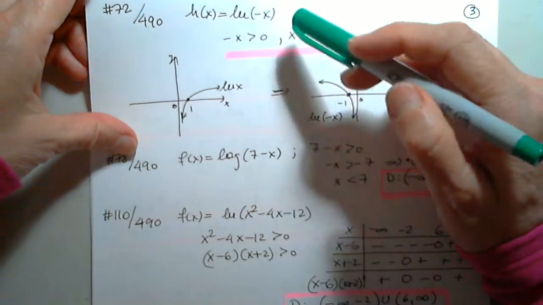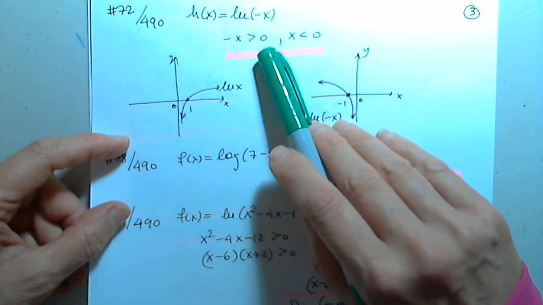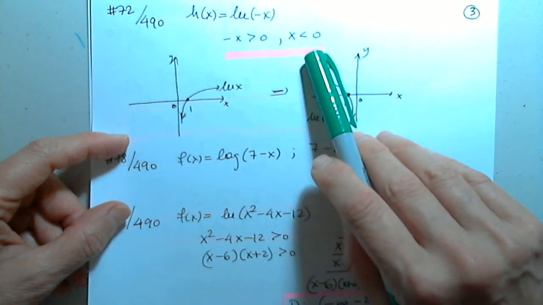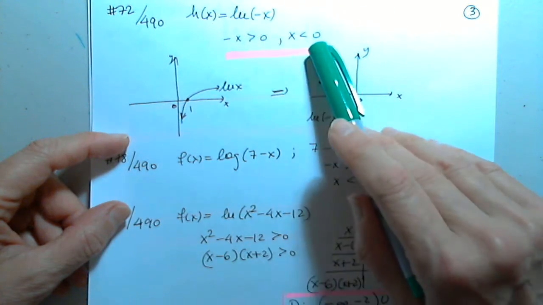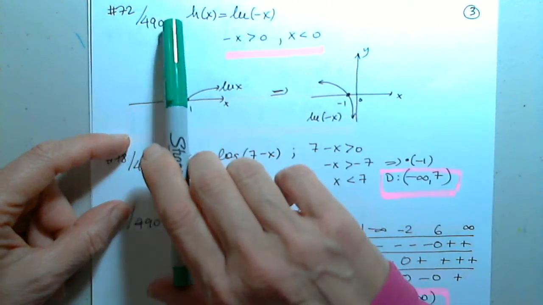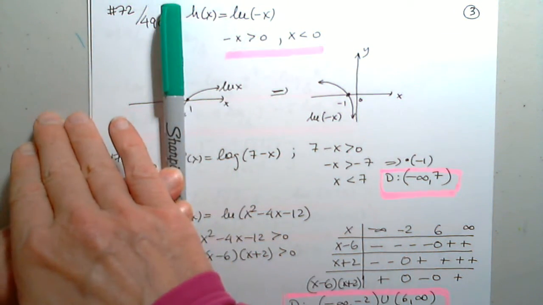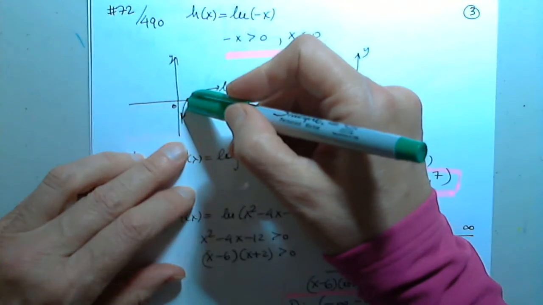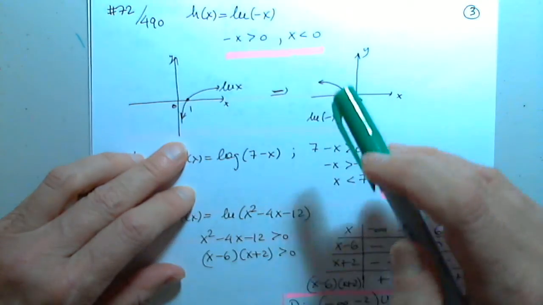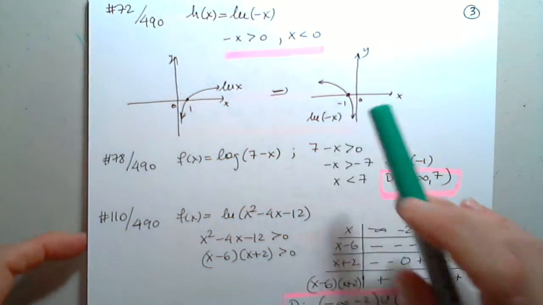Here, the same thing, we have to determine the domain. So -x has to be greater than 0, which after we multiply both sides by -1, we get x less than 0. So then this is basically a reflection with respect to the y-axis. Okay, so this point goes here at -1, 0.